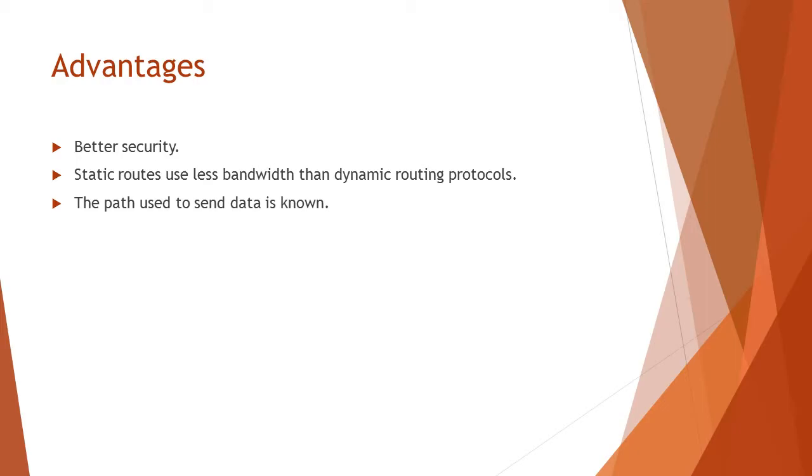For example, static routes are not advertised over the network, and this means it gives better security. They also use less bandwidth than dynamic routing protocols, so there aren't CPU cycles to calculate and communicate routes. And the path used to send data is known.